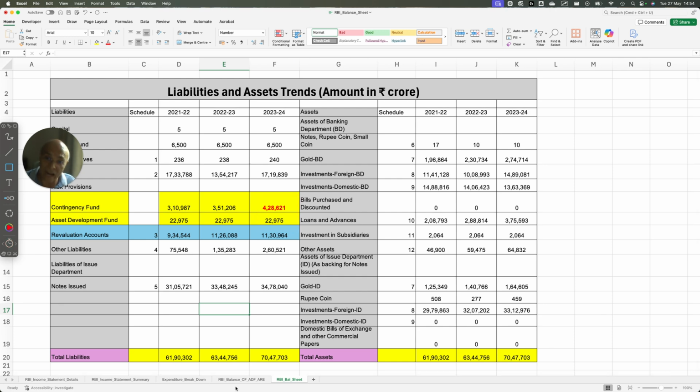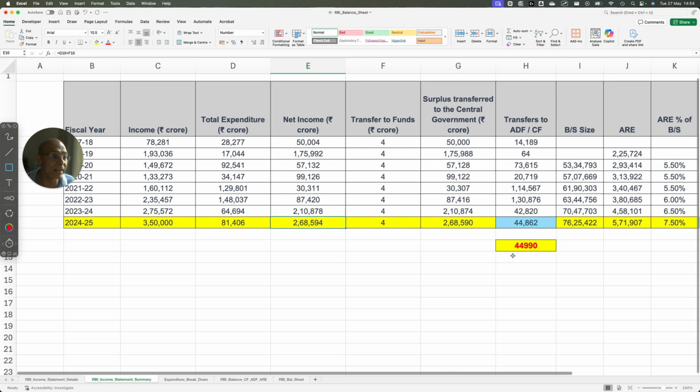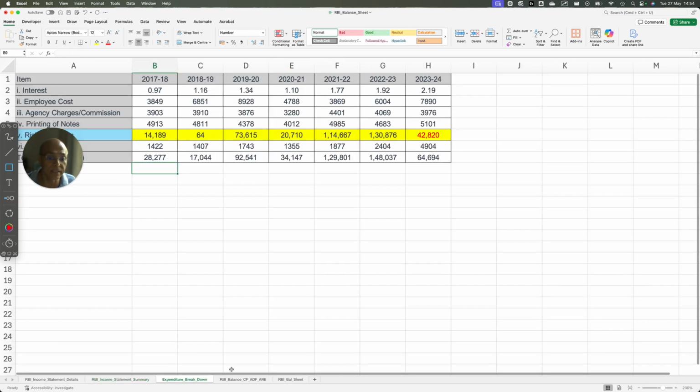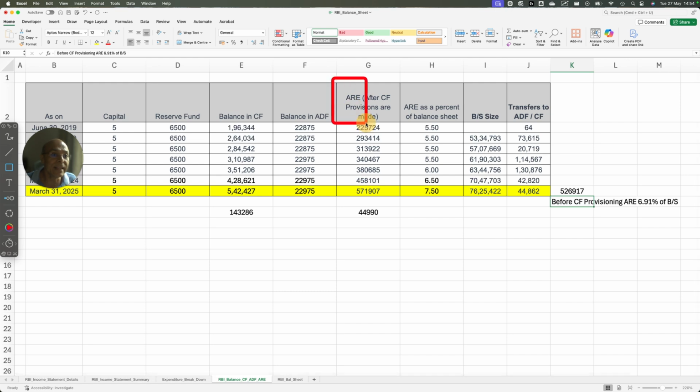After replenishing the ARE, if you see here, let me just go to the sheet. This ARE number becomes a certain percentage of the balance sheet, which is 7.25 lakh crores. You see, 776.25 lakh crores. If you apply this percentage here, which is 7.5, and multiply this here, you will see that this number is the ARE.